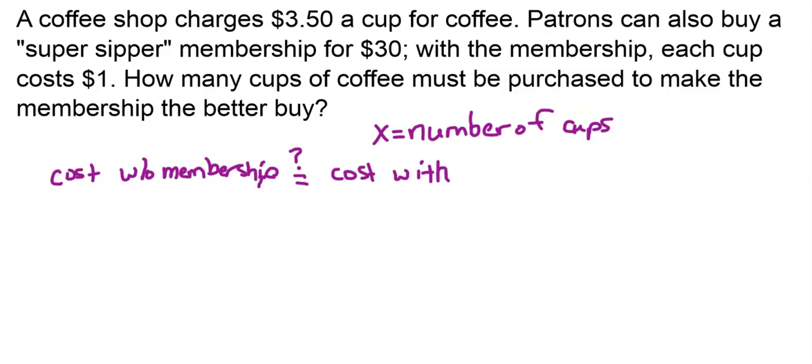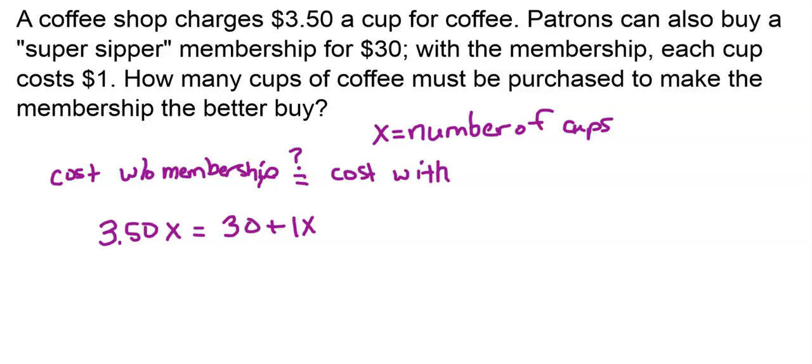So without the membership, we would be purchasing cups of coffee. Every cup would cost us $3.50. So the cost without membership, if we buy X cups of coffee, is $3.50 times however many cups of coffee we buy. So $3.50 times X. And then with the membership, the cost would be the cost of the membership, which is $30, plus $1 for every cup of coffee we buy. So we've got our equation to solve. 3.50x equals 30 plus 1x.